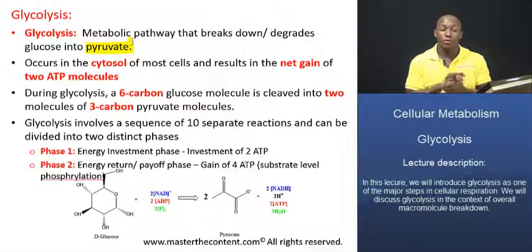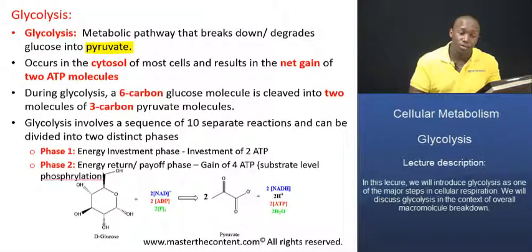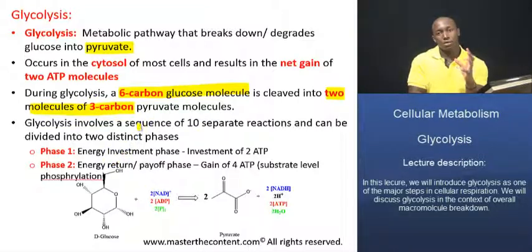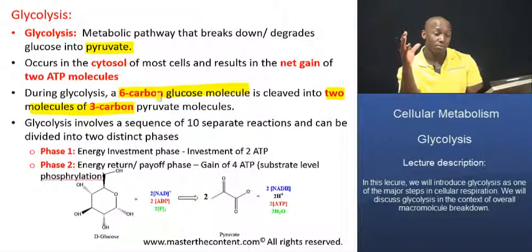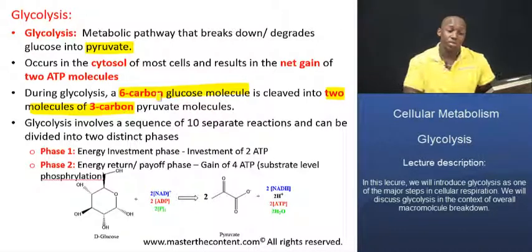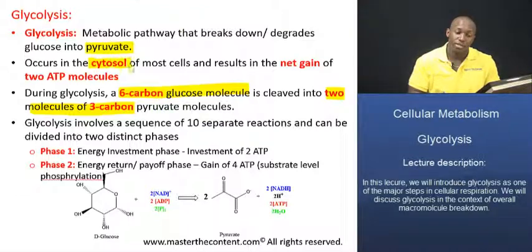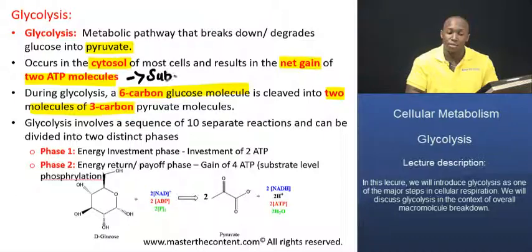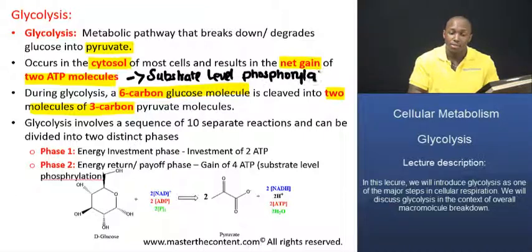So in the process of glycolysis, that 6-carbon glucose molecule is actually broken down into 2 molecules of a 3-carbon pyruvate. A 6-carbon glucose is broken down into 2 3-carbon compounds, which is the pyruvate. Now glycolysis occurs almost exclusively in the cytosol, and it results in the net gain of 2 ATP molecules. Now that is what I referred to earlier on as substrate level phosphorylation. It happens anaerobically, without the input of oxygen, as a consequence of the breakdown of that glucose molecule.